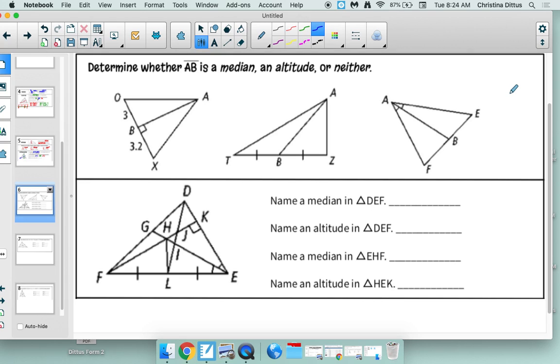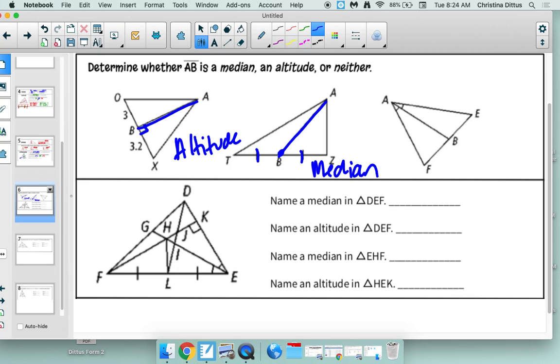Altitude. It has the right angle, so it has to be an altitude. What's the middle one? A median. It's got this midpoint. I know it's a midpoint because it's got the dashes. This is a median.